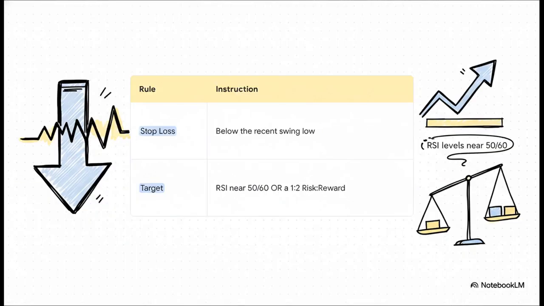Now, a setup is totally useless without risk management. For our buy trade, the stop loss, that's our safety net, goes just below the recent swing low, which is just the lowest point the price hit recently. This keeps our potential loss really small and defined. For our profit target, you can either get out when the RSI gets near the 50 or 60 level, or you can aim for a simple 1 to 2 risk reward. That just means you're aiming to make at least $2 for every $1 you're risking.